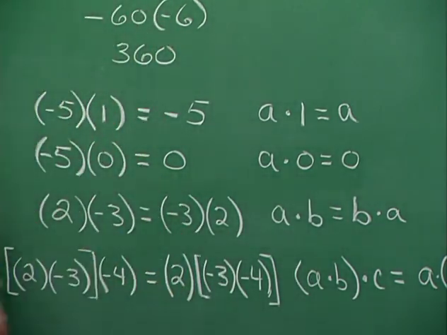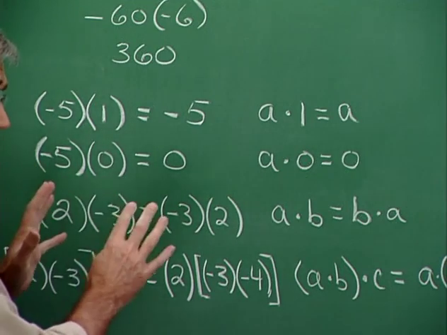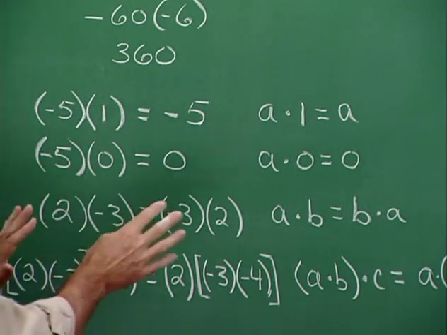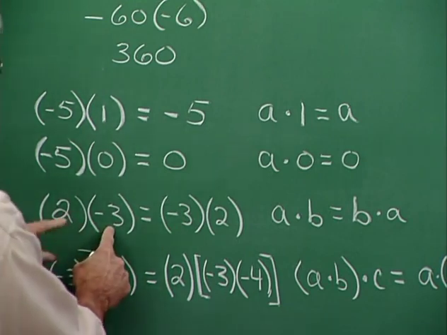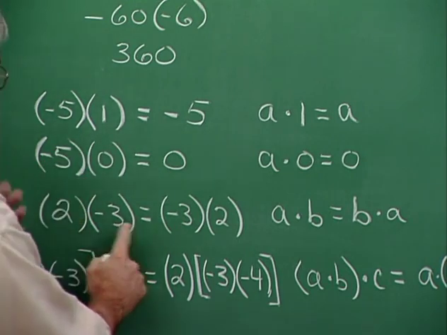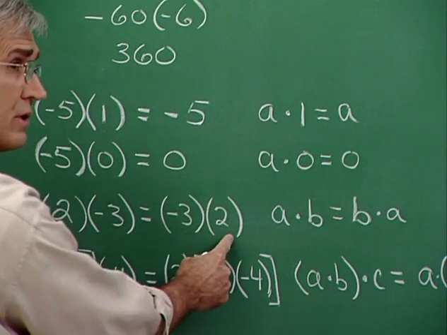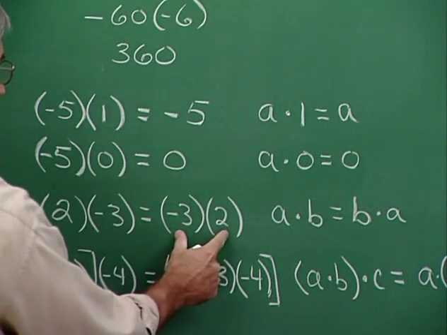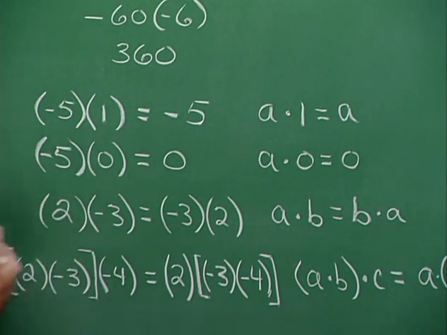And here are examples of our commutative and associative properties. They're consistent with the situation that we talked about with whole numbers. 2 times negative 3 would be negative 6, and we get that same result if we multiply negative 3 times 2. So we can multiply factors in either order, the commutative property.